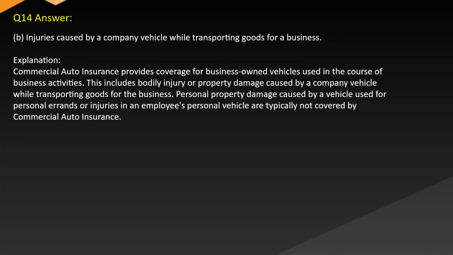Answer: B. Injuries caused by a company vehicle while transporting goods for a business. Explanation: commercial auto insurance provides coverage for business-owned vehicles used in the course of business activities. This includes bodily injury or property damage caused by a company vehicle while transporting goods for the business. Personal property damage caused by a vehicle used for personal errands or injuries in an employee's personal vehicle are typically not covered by commercial auto insurance.